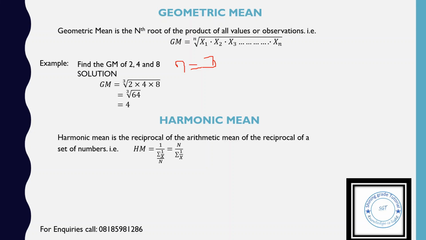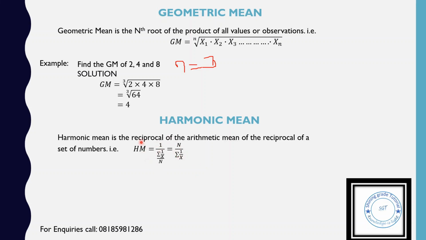After taking the reciprocal, we find the arithmetic mean, and after finding the arithmetic mean, we now take the reciprocal of that answer. So it's the reciprocal of the arithmetic mean of the reciprocals of a set of numbers. So you can simply apply this formula. It's n divided by summation.